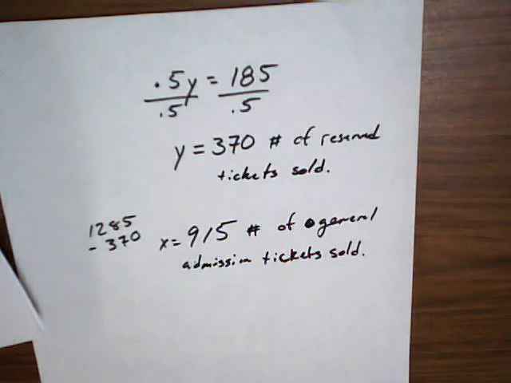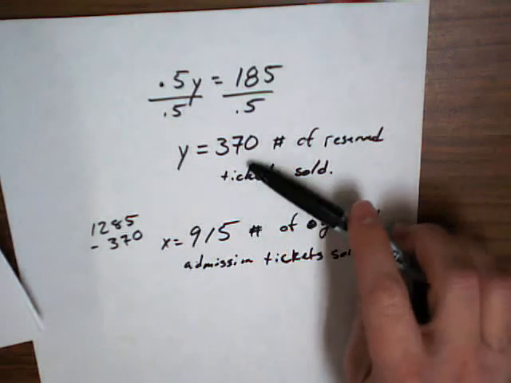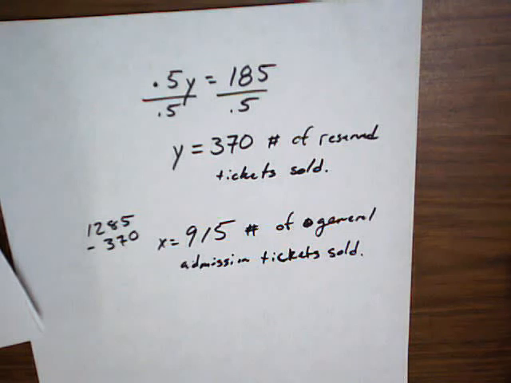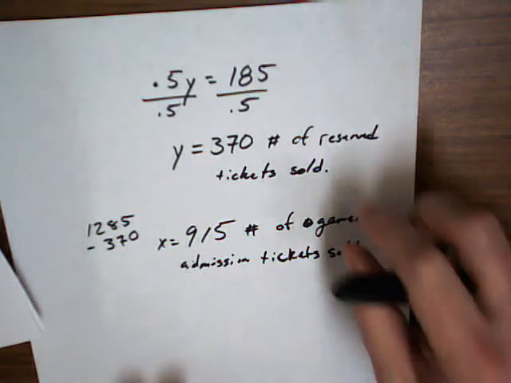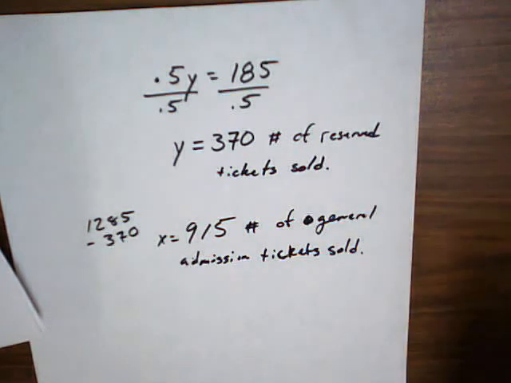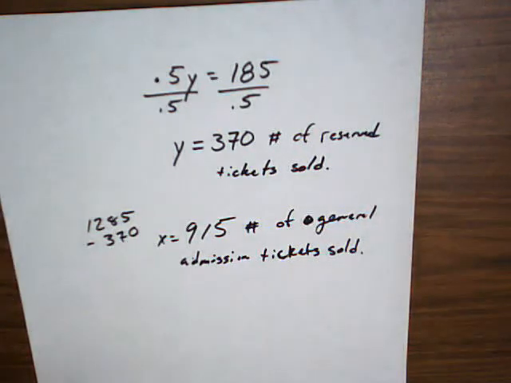So remember how before you had to write a let statement, write out your equations, solve them, and then write a complete English sentence. So the complete English sentence would say there were 370 reserved tickets sold and 915 general admission tickets sold. Once you get these numbers, it'd be real easy to write out that complete English statement. Don't be using Latin or French or Spanish. You have to use English. I'm sure there's a problem about that sometime or another.